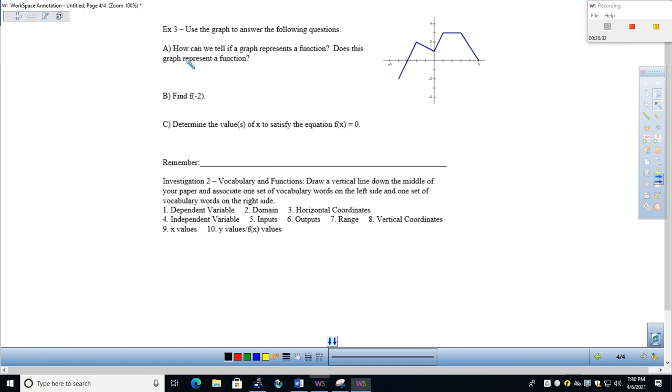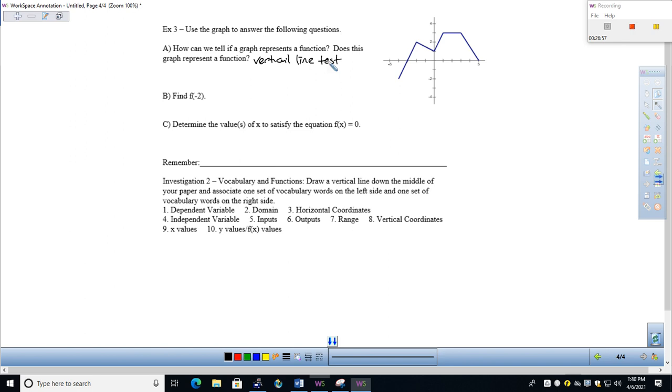You do know this. You've seen this idea before. When we look at a graph, we should be able to look at it right away and determine whether or not it represents a function. So it says, how can we tell if it does represent a function? And it comes from what is called the vertical line test. Again, that shouldn't be a new phrase for you. I will quickly summarize the vertical line test.